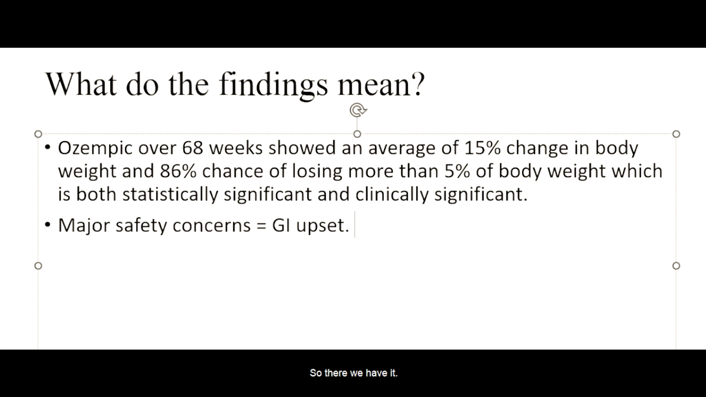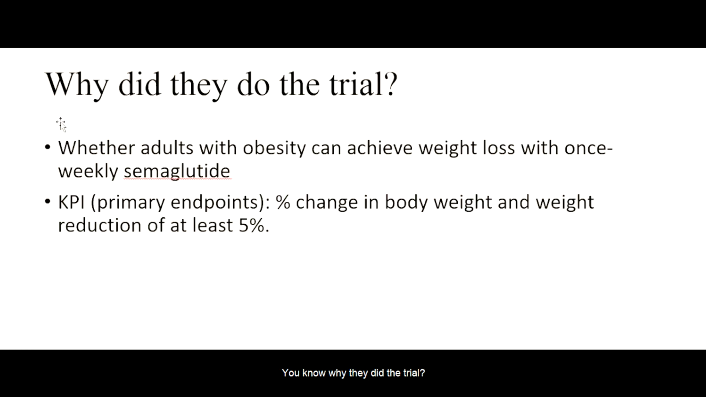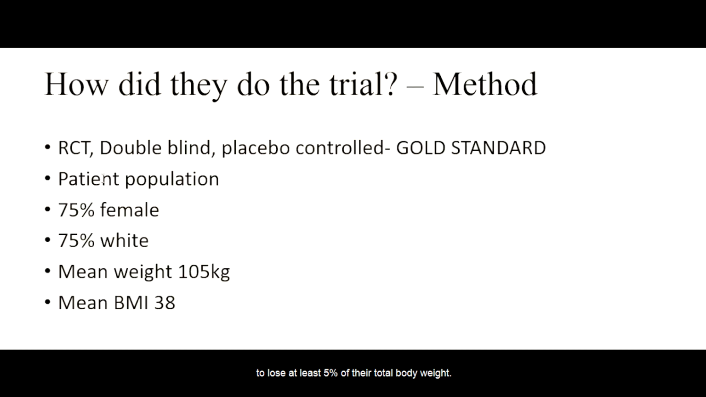So there we have it. In about 10 minutes, we've just digested this paper. We know why they did the trial. They wanted to study whether adults with obesity can achieve weight loss on their drug. And they measured that in 2 ways, a percentage change in body weight, and then also they had to lose at least 5% of their total body weight.